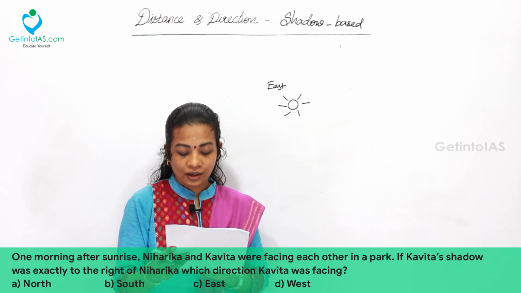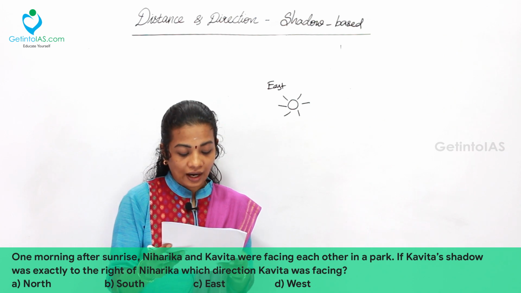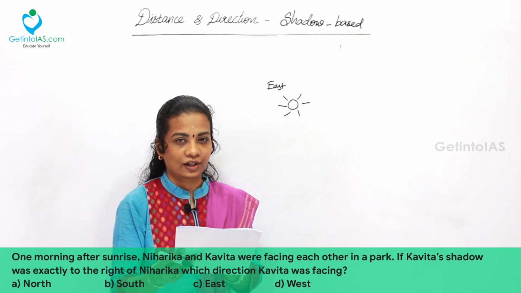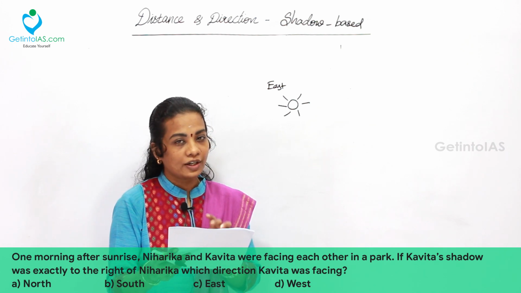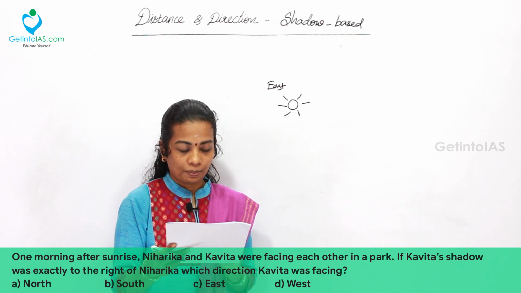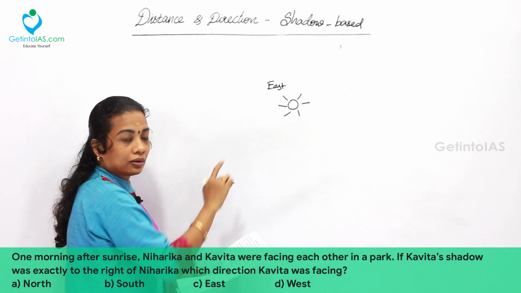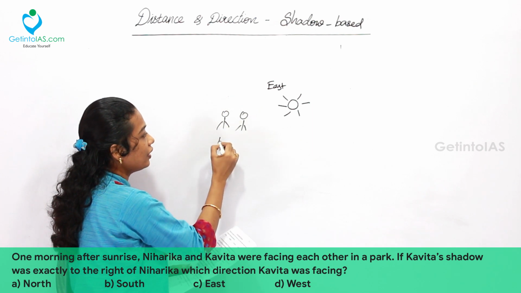Here it is given the shadow which is to the right of Niharika, and they are asking Kavita's facing direction. If you do not properly read this question, you might have answered wrong. So be careful at this last statement. So east, the sun will be at the east.